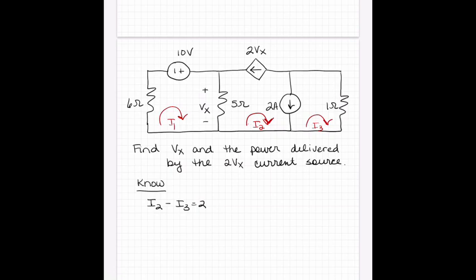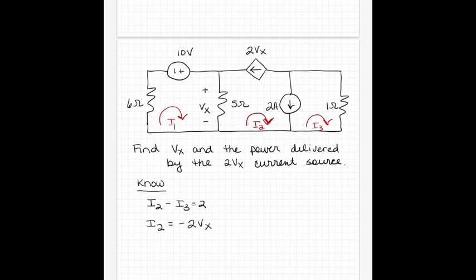I2 flows in the direction of the source, I3 flows against. We have the 2Vx source, okay? 2Vx is on the outside of a mesh. It sees mesh current I2, but it's flowing in the opposite direction. So we're going to say that I2 is equal to minus 2Vx. Okay, so those are the two current sources.